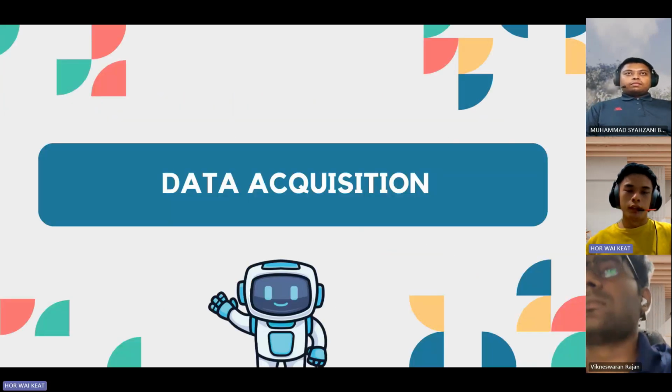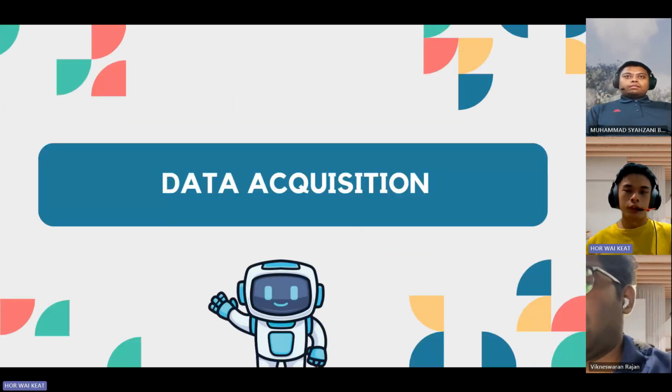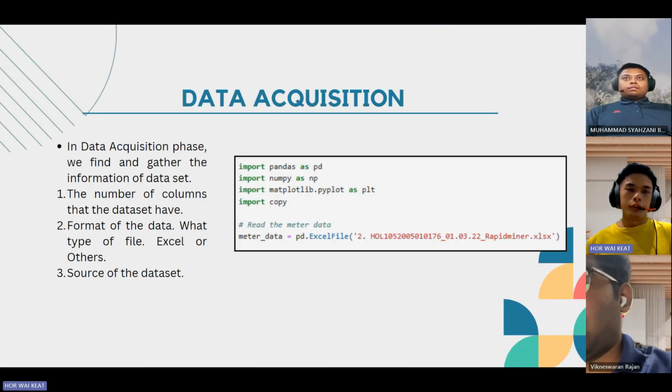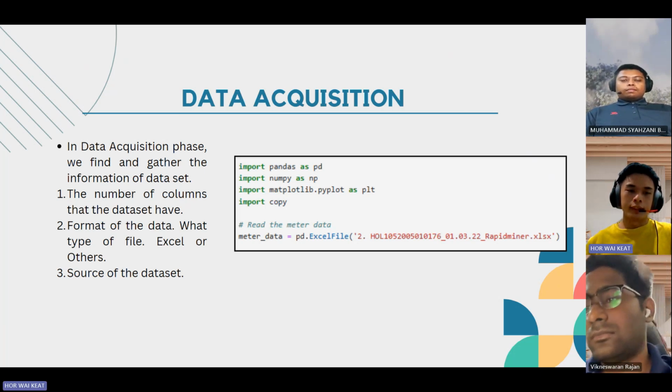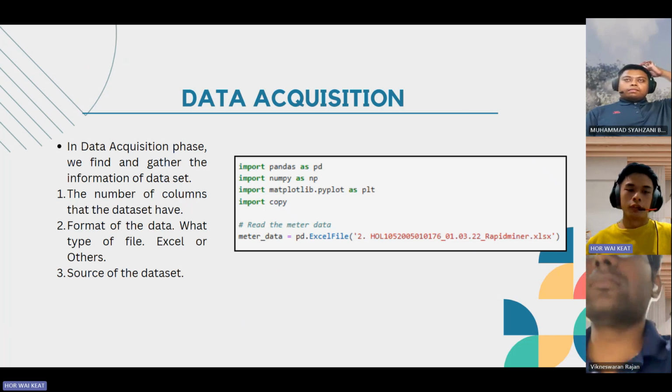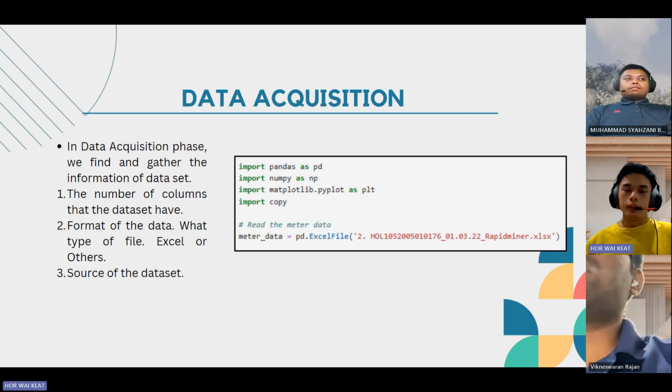Then we continue with the data acquisition. In the data acquisition phase, we are required to find and gather the information of the data set, which includes the number of columns that the data set has, the format of the data, for example, what type of file, Excel or others, and the sources of the data set. On the right is the code to read the meter data in the Excel file.